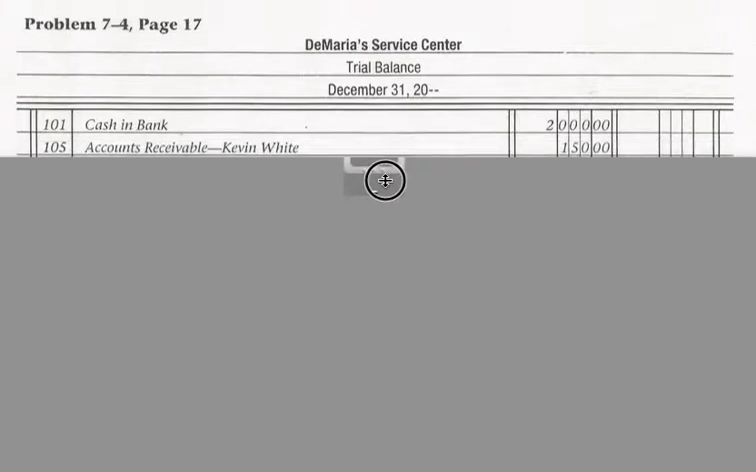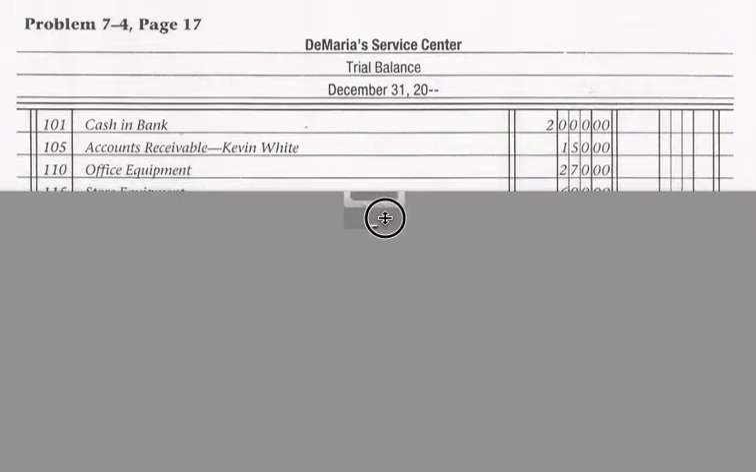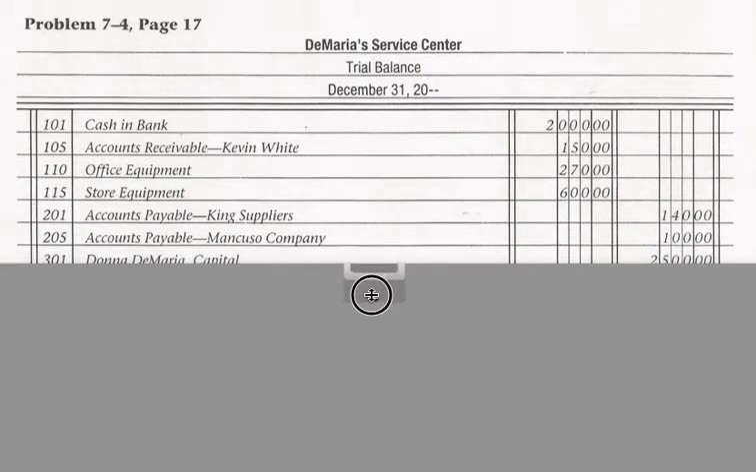On the second line, you list the next account. In this case, it's accounts receivable - Kevin White. The account number is 105. The normal balance side for accounts receivable is debit, so we have a debit of $150. You should go ahead and record the remaining accounts.